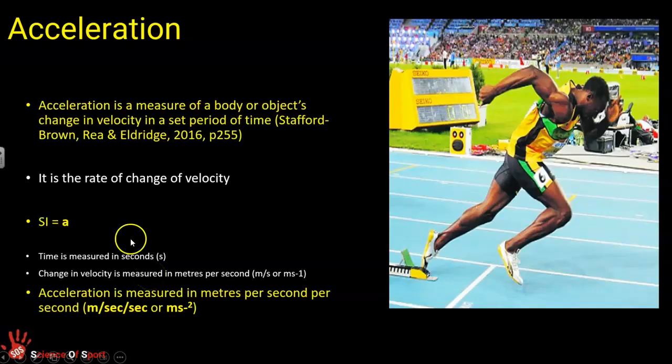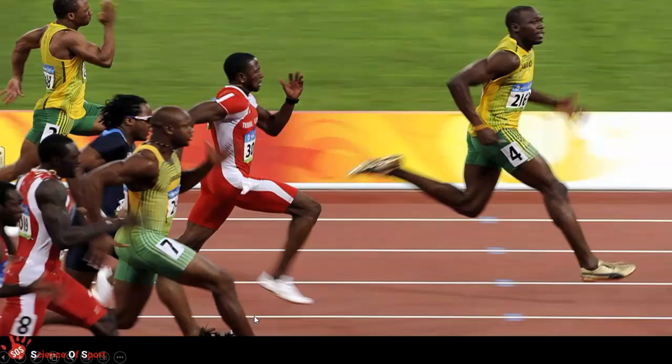Sorry, let's go back. The letter for acceleration is an A, and it's measured in meters per second squared. Now, time is measured in seconds. Velocity is measured in meters per second. We already know that. The change in speed or velocity over time. But acceleration is the rate of change of velocity. And it's either written like this, meters per second, or I would suggest meters per second squared is a more consistent unit to use. So acceleration is meters per second squared.